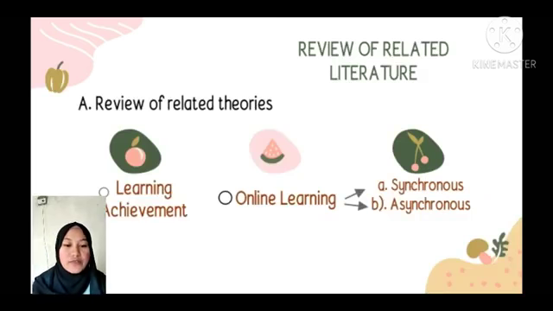Next is review of related literature. The first is a review of related theories. In these related theories, we have 2 points to discuss. That is learning achievement and online learning. Okay, let's discuss the first, learning achievement.